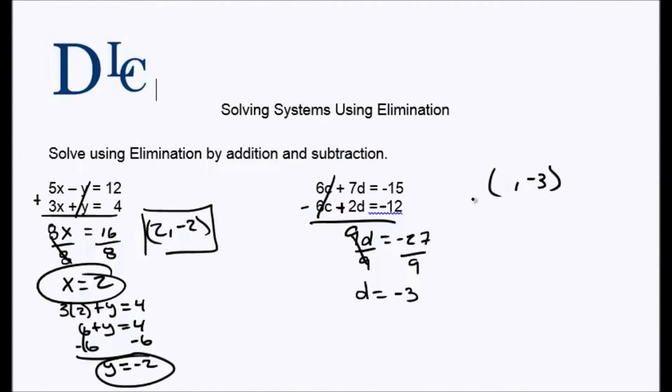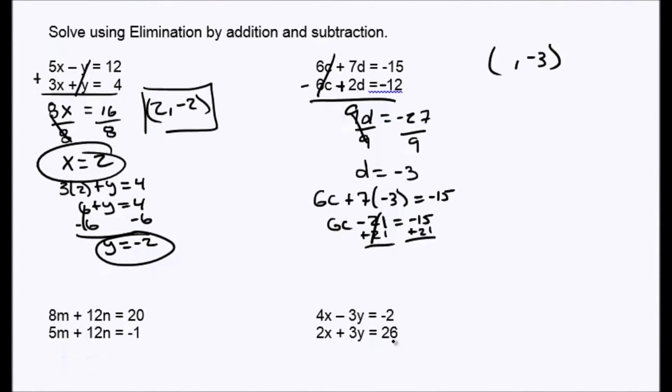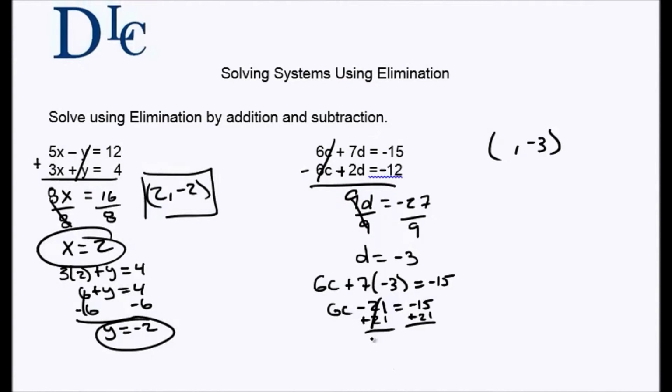So now I just got to find my c. So now that you found your d, go ahead and plug it into the first or second equation. Let's go ahead and plug it into the first one. So 6c plus 7d, which I know now is negative 3, is equal to negative 15. 7 times negative 3 is negative 21. Bring everything else down. Add 21 to both sides. Let me make some room here. Okay. So I have 6c is equal to 21 minus 15 is 6.